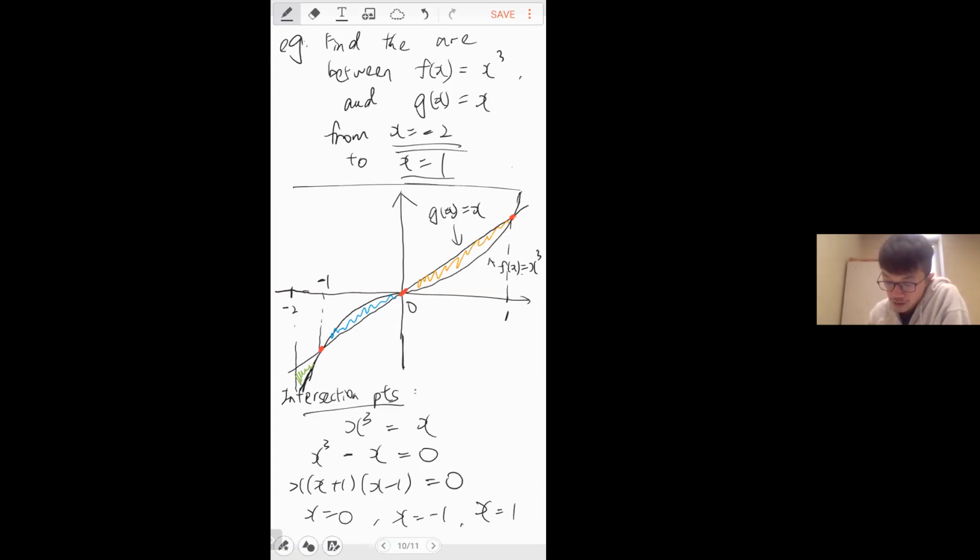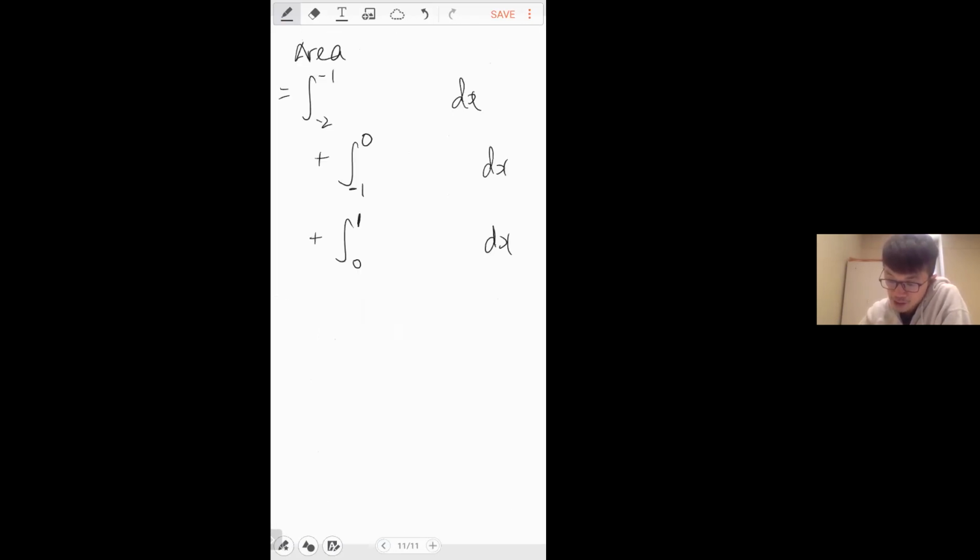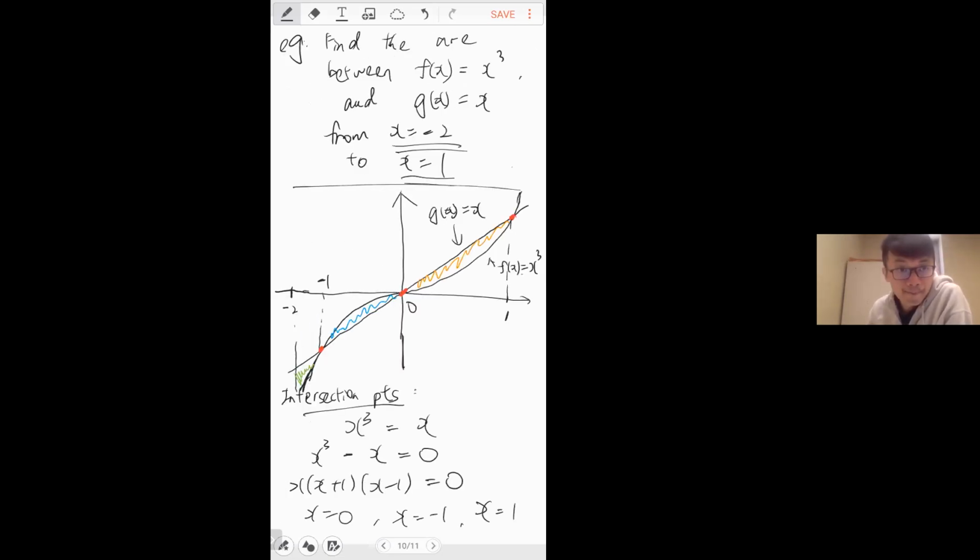Yep, so g of x is on top of f of x, so you do x minus x cubed. Does it make sense? So from -2 to -1, the green region, the line is above the x cubed, so x minus x cubed.